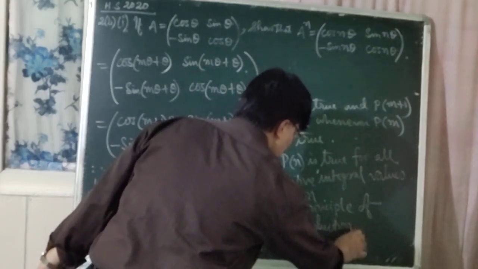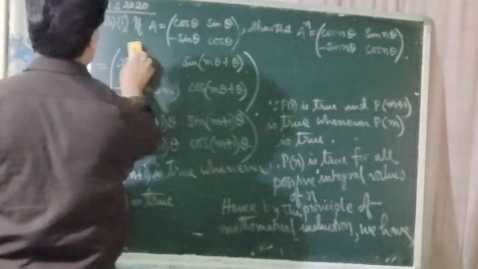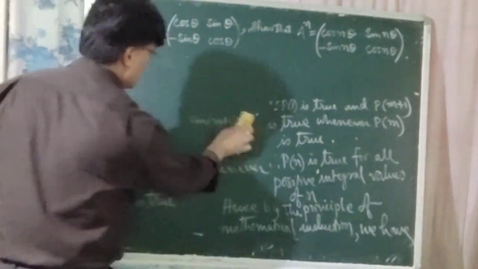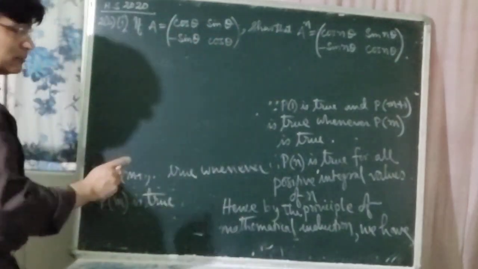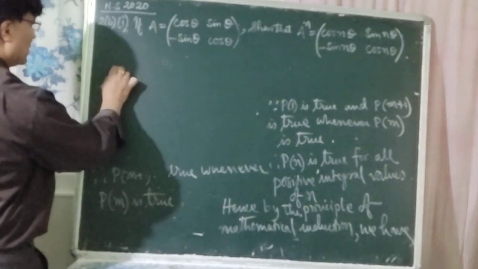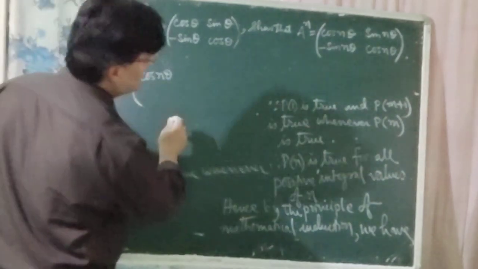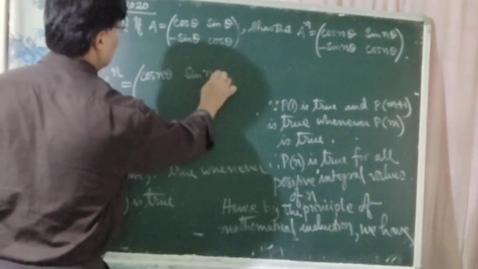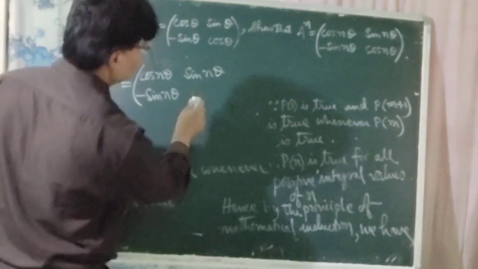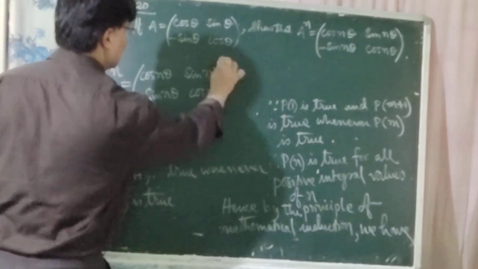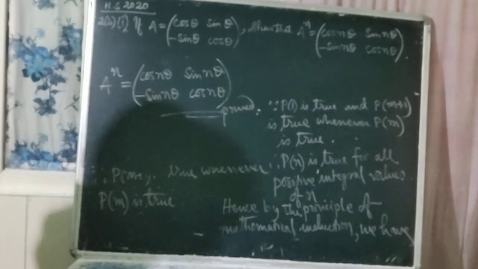Hence by the principle of mathematical induction, we have, write down the statement, what is to be proved? That is, A^n is equal to, what was that? Cos n theta, sin n theta, then minus sin n theta, cos n theta. So it is done, proved. So proved, that is LHS is equal to RHS.